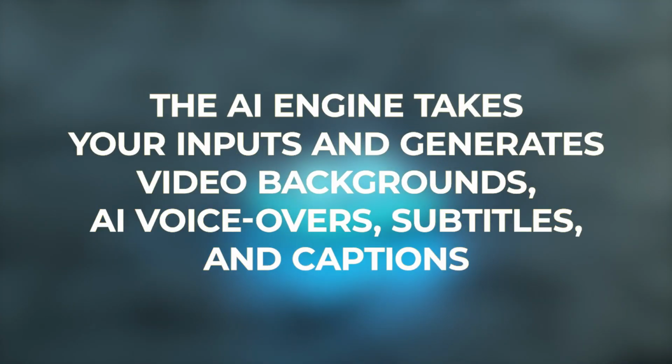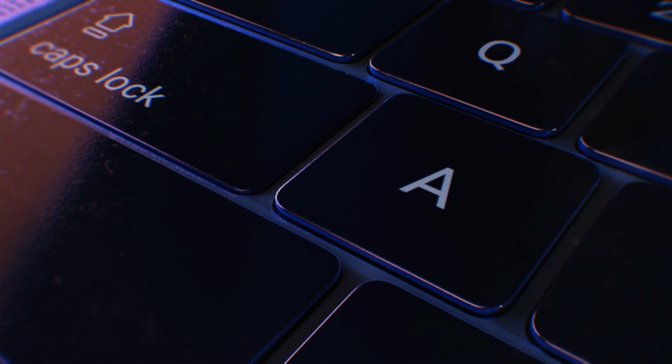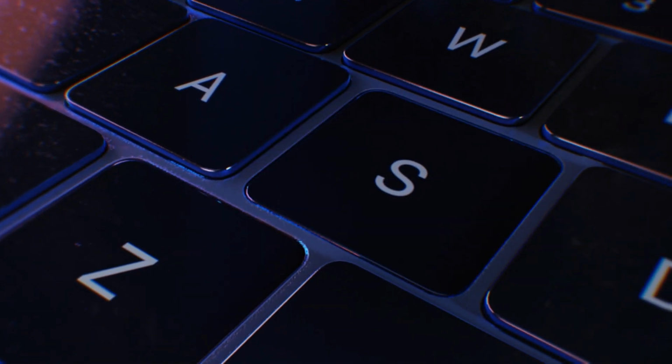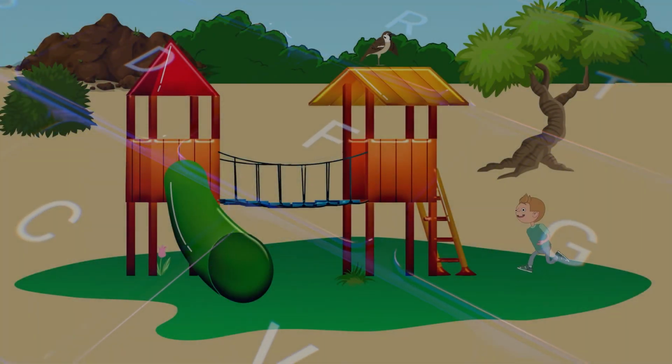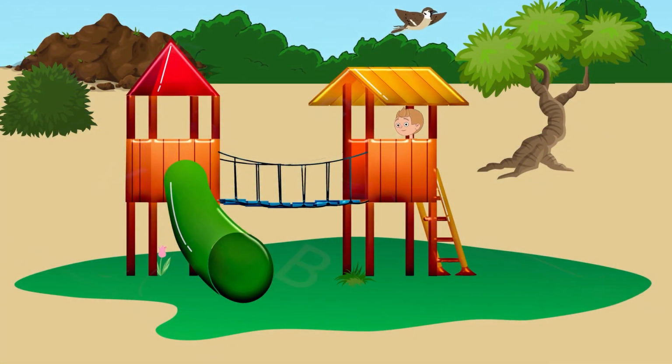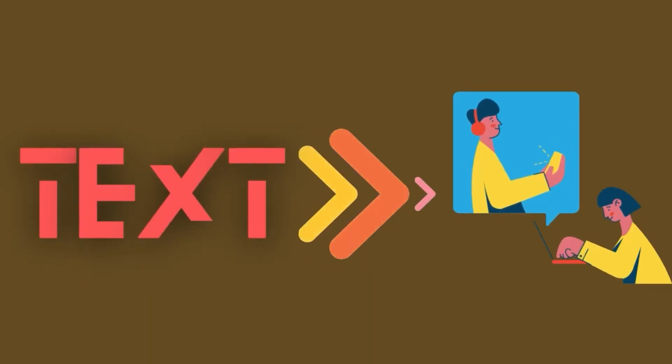The AI engine takes your inputs and generates video backgrounds, AI voiceovers, subtitles, and captions. The end product can be put onto platforms like YouTube, TikTok, Instagram, and the web. This means that the content is innovative and captivating, making it ideal for kids. There are several ways you can create videos with this tool.